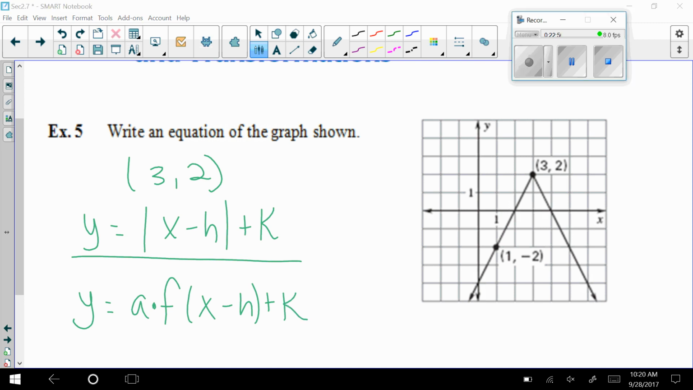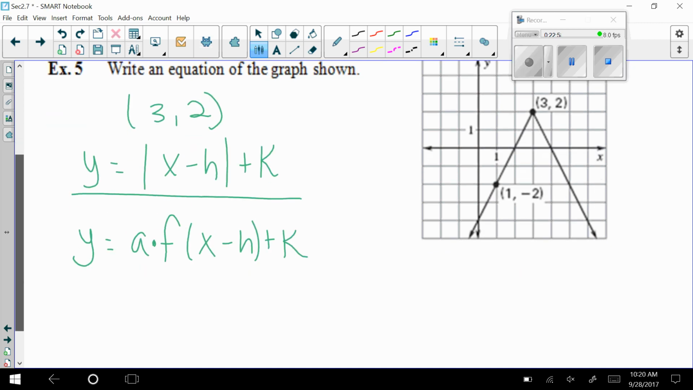So first we can identify if it's a stretch or a shrink. If the absolute value of a, which does not equal 1, is greater than 1, then it's a stretch. If the absolute value of a is less than 1, it's a shrink.